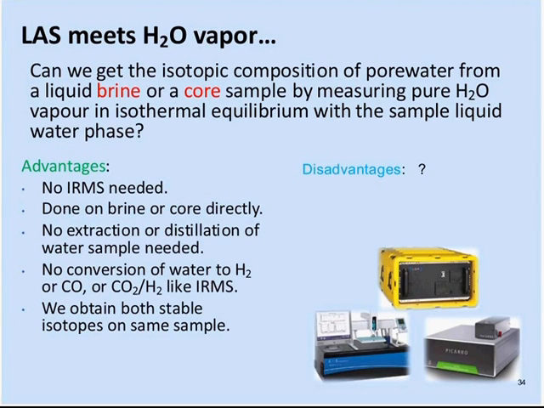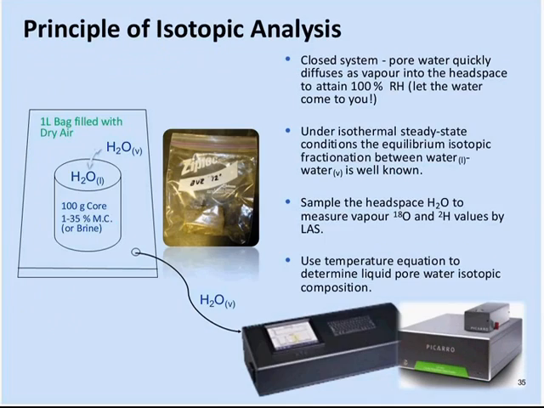So the question I had quite early on with the vapor units was, can we get the isotopic composition of pore water or a brine or from a core just by measuring the vapor that's in isothermal equilibrium with the sample itself, whether it's a liquid or a solid? We came up with a list of advantages. We don't need a mass spec. We can do it on nasty waters, brine or cores. We don't need to extract or distill the water sample. We don't need to convert the water sample to hydrogen or CO or anything like that for IRMS. And, of course, we get both isotopes in the same sample. So what would be the disadvantages? Well, we couldn't think of any.